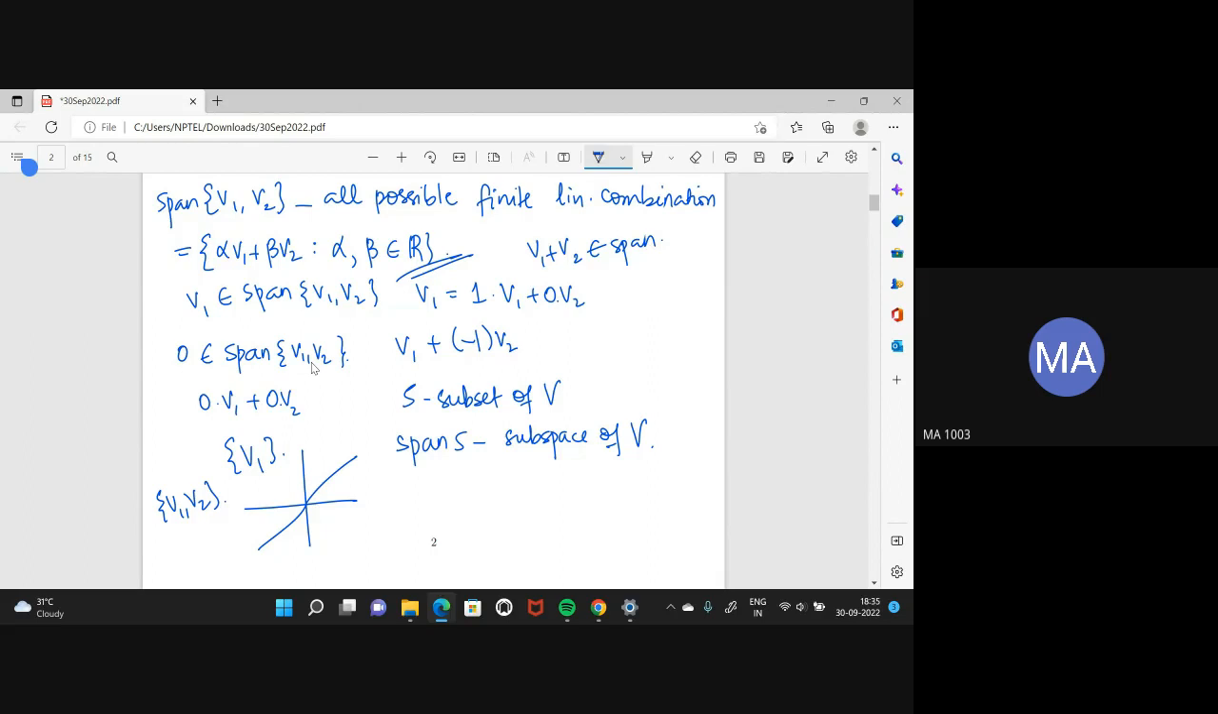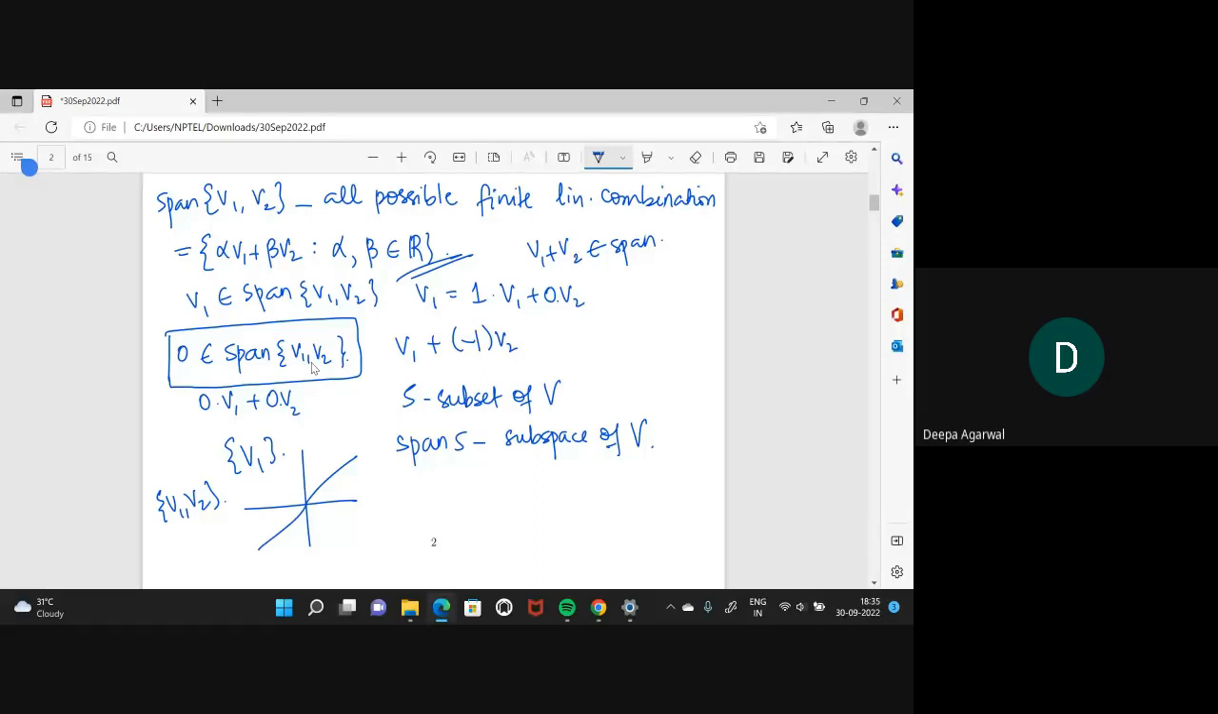Span of two vectors. What did you tell me? A line or a plane. Perfect. If it is a linearly dependent set, it will be a line. Otherwise, if it is an independent set, you will get a plane. And will the plane pass through the origin? It will always, no? 0 always belongs. So it will be a plane passing through the origin or a line passing through the origin. Are they subspaces? Yes, ma'am.